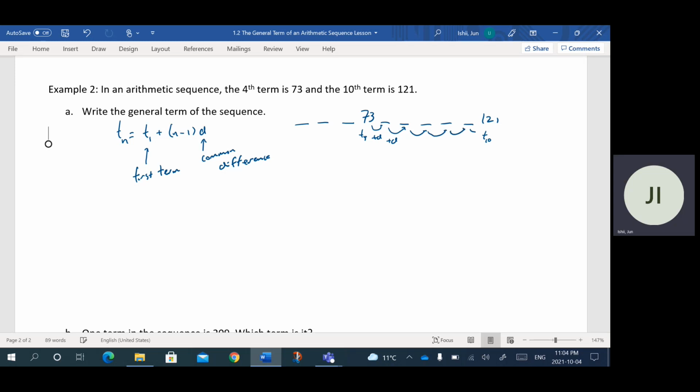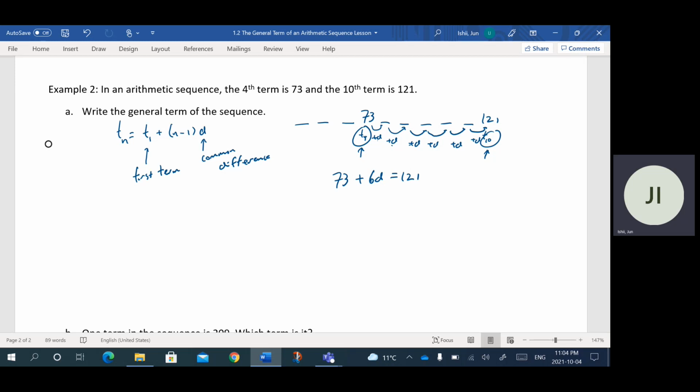So here, you notice that I add the common difference 6 times, I believe. So 1, 2, 3, 4, 5, 6. Now, rather than actually having to write this out, once you do this enough times, you can see that 10 minus 4, so T10 minus 4, is equal to 6. So you can go straight to setting up the equation. 73 plus 6 common differences must equal 121.